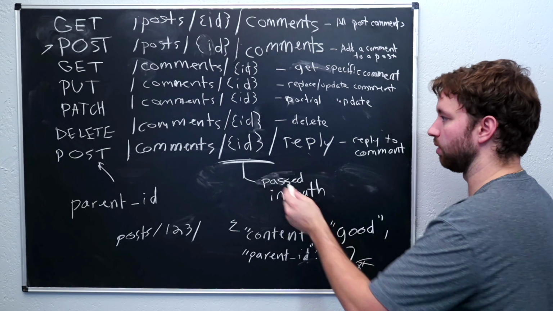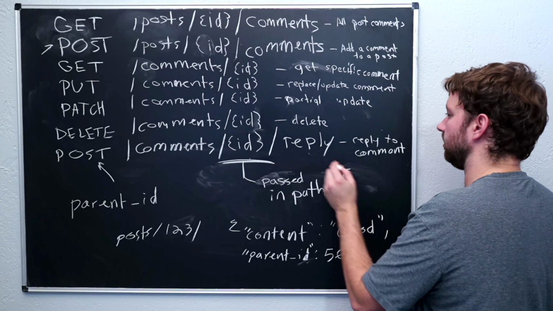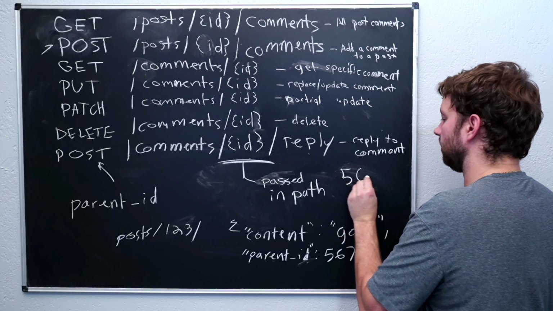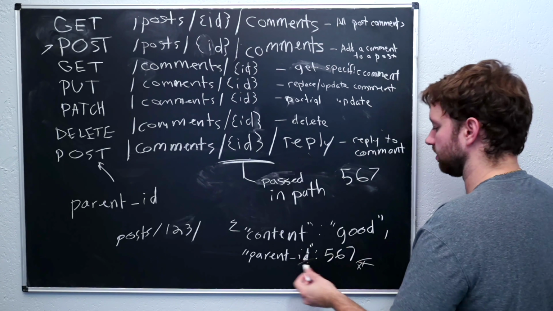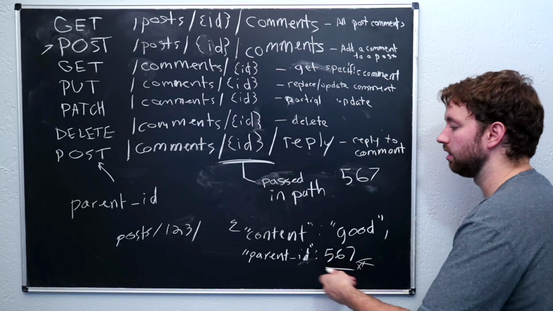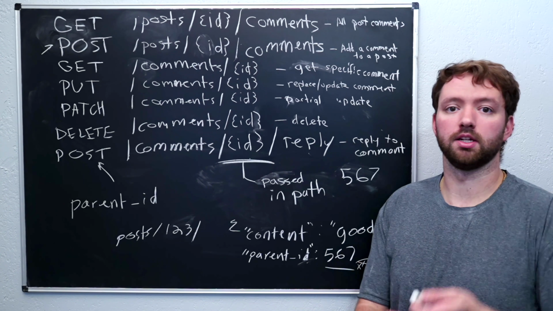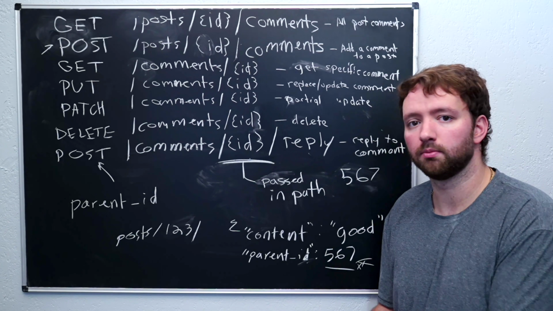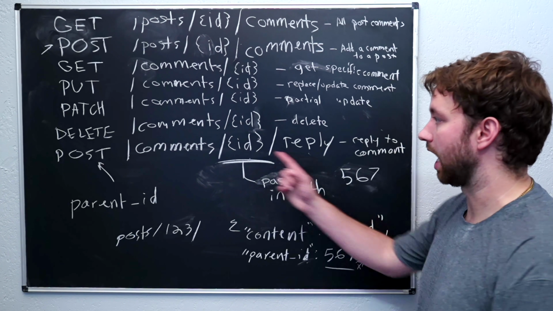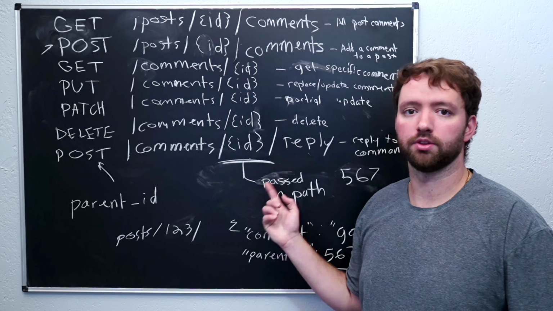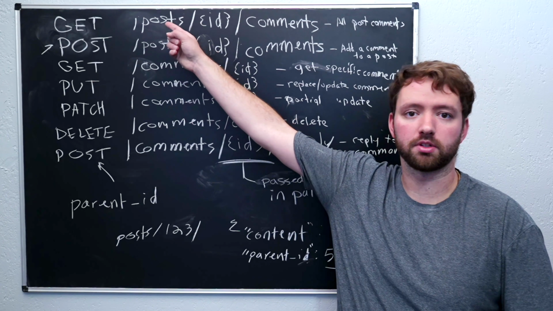So both of these could work the same way. In this situation, we're passing the ID of the parent in the URL, 567, and this one we're passing the parent ID in the body. Either one of these is going to need some parent to grab the ID from. So the only major difference is how you want to structure the URLs and whether or not you want this to be nested under posts or not.